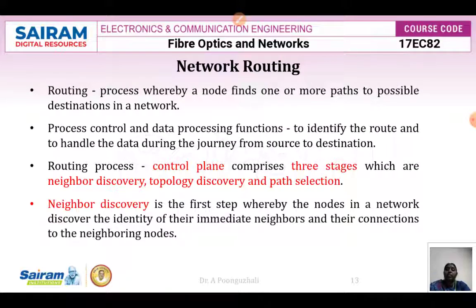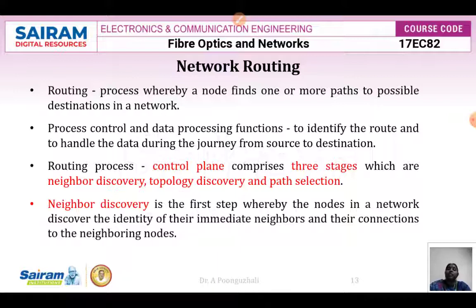Next is network routing. Routing is a process where it finds a nearby node so that it can route the data from the source to the destination in a network. When it routes the data, we have to go for control and data processing functions. By using these control and data processing functions, we are able to identify the route and to handle the data when it is transmitted from the source to the destination.